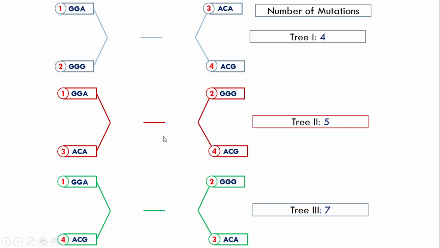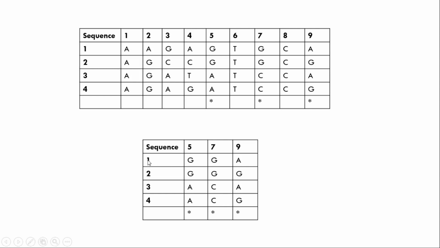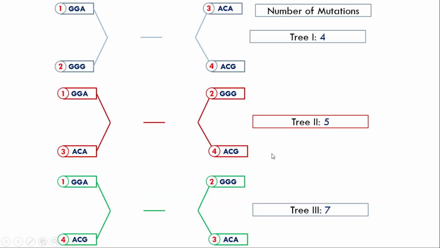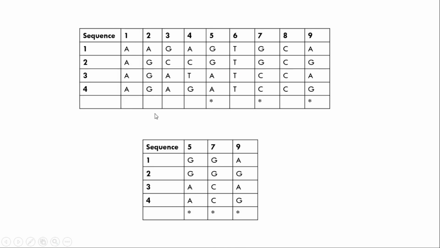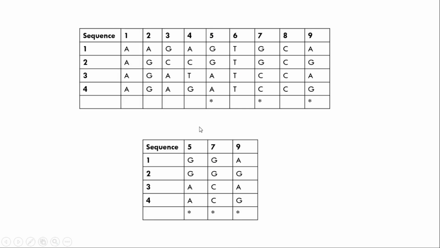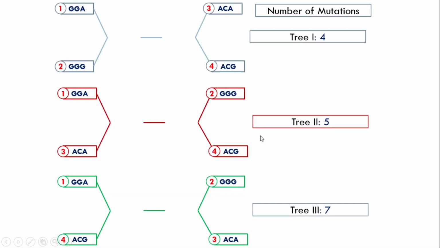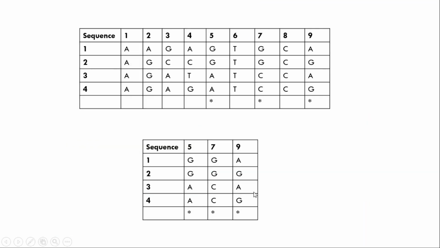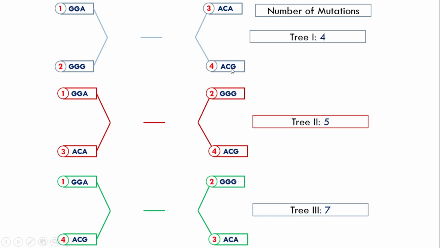Here, if you see sequence number 1, you have three bases: G, G and A. So here I have written G, G and A. In the column for sequence number 2, I have written G, G, G. At position number 3, in sequence number 3, you can see A, C, A. So here I have written A, C, A. And in 4, it is A, C, G. So here I have written A, C, G.